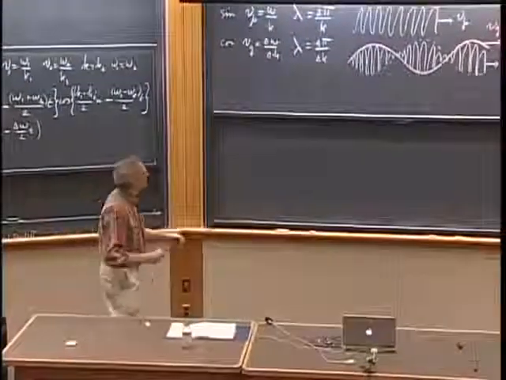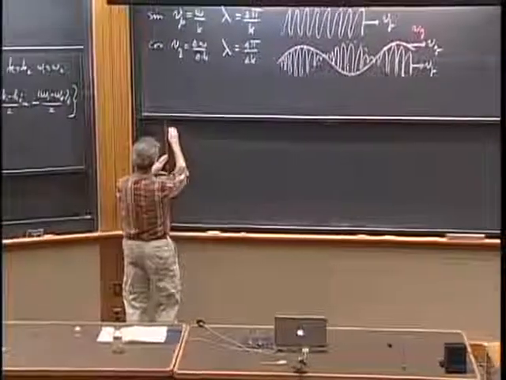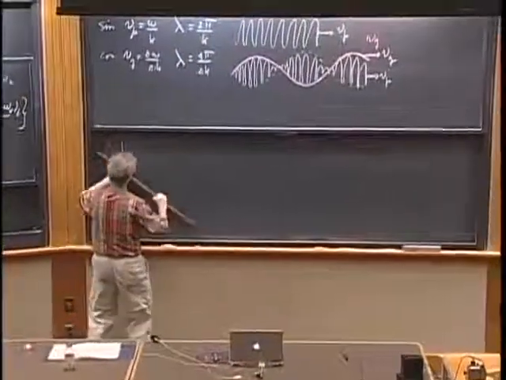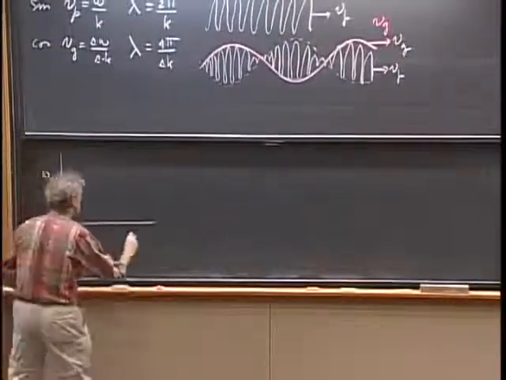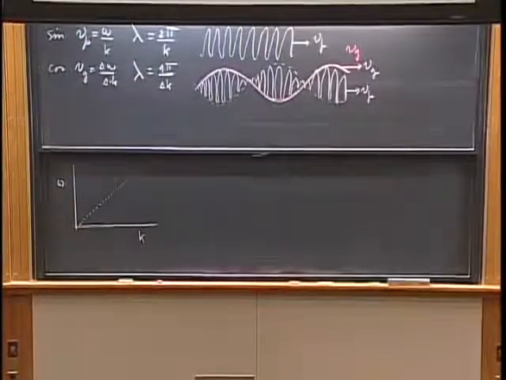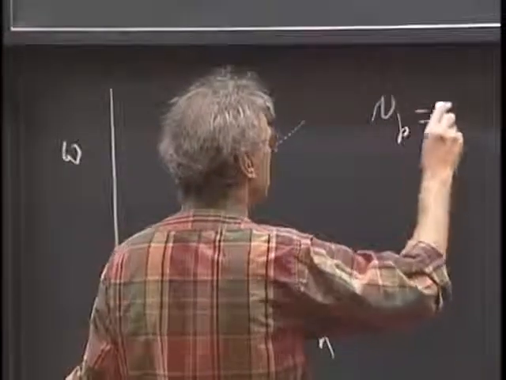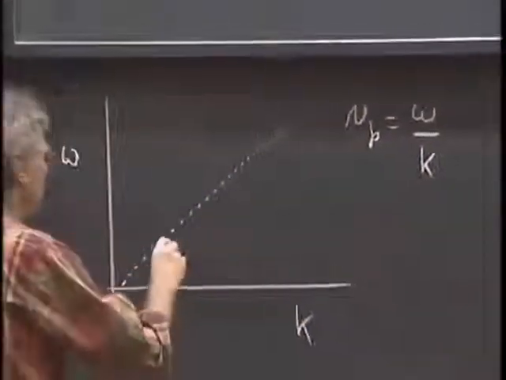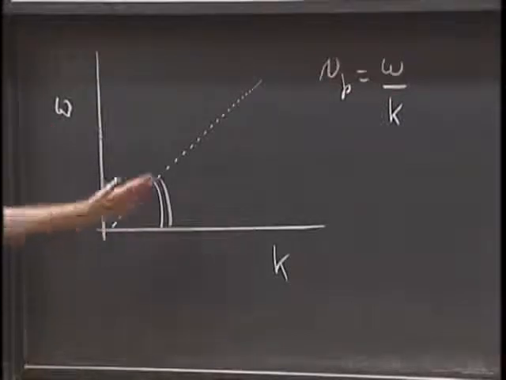I'll make you an omega-k diagram of a non-dispersive medium, which is very boring. So this is omega versus k, and this is a non-dispersive medium. Straight line. It's clear that V phase, which is omega divided by k, is indicated by this angle, by the slope, and is the same. Independent of omega, it's everywhere the same.